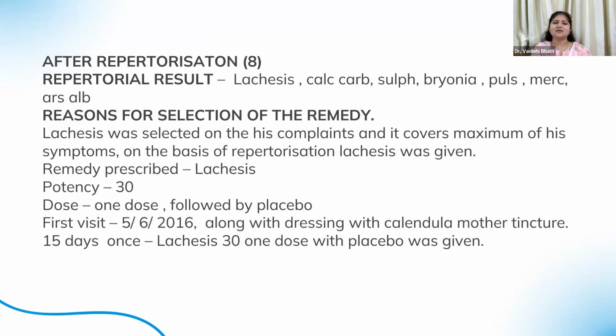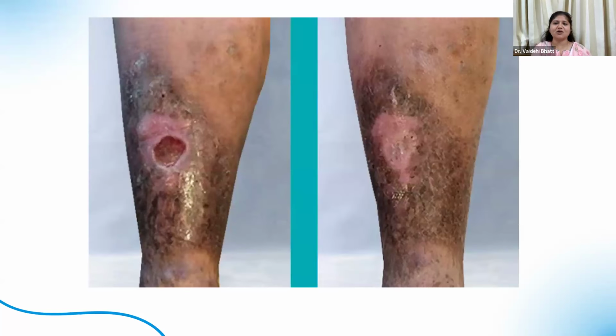Lachesis 30 was prescribed in BD doses for 3 days, followed by placebo, and after 7 days he came with closing of the ulcer and having pain, itching and swelling in his legs, and later on we continued with further medications to relieve him.